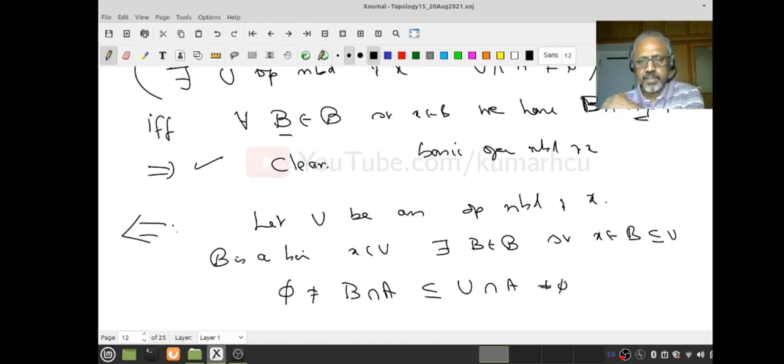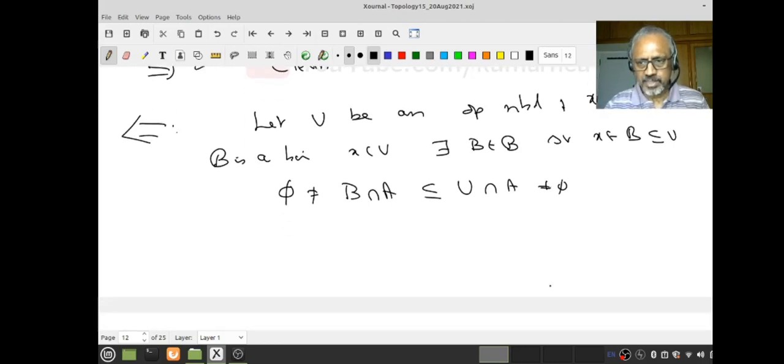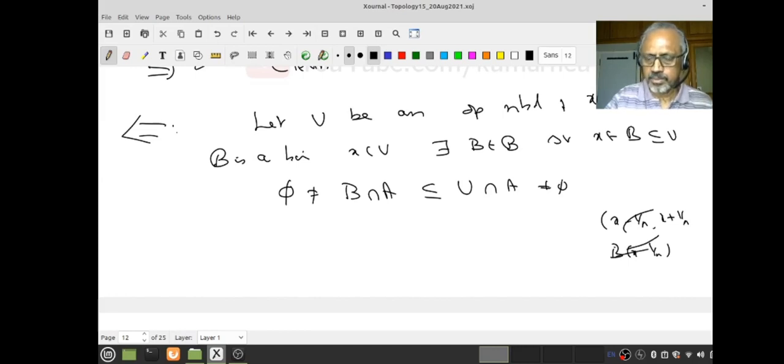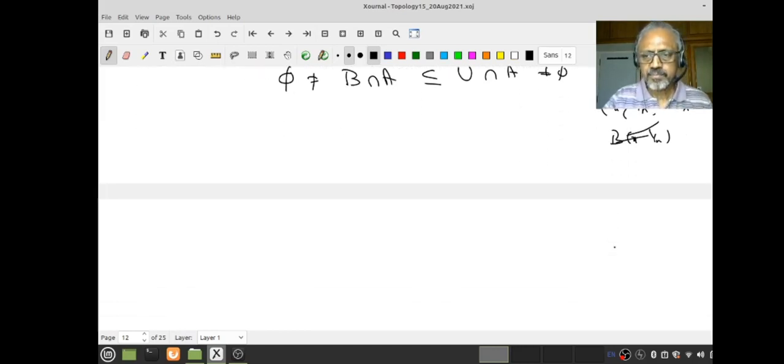You see that? Now what is the advantage? The advantage is I don't have to check for all open neighborhoods. It's enough if we check for a very restricted class of open neighborhoods. Right? For example, in the case of R, we saw I only have to look at the intervals from x minus 1 by n to x plus 1 by n. Or even in the metric space, this. I don't have to check for all open sets. Do you understand that?